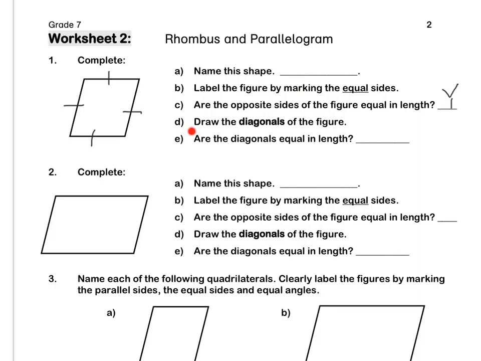D. Draw the diagonals of the figure. There's one diagonal and there's a shorter diagonal. Let's look at E. Are the diagonals equal in length? No. We can see that that diagonal is longer than that diagonal. Pause this video to complete question 1 and 2.